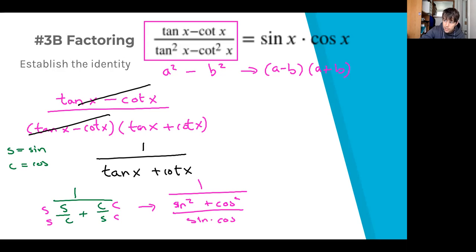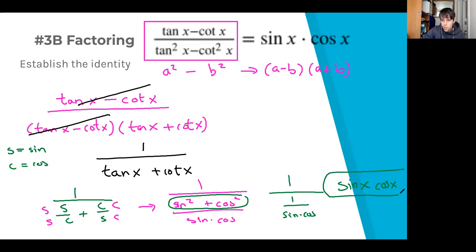Fortunately, we have uncovered another Pythagorean identity to make this a little bit nicer. This right here, sine squared plus cosine squared, is equal to 1. So now we're at 1 over sine cosine. Well, reciprocal this, right? Instead of dividing by 1 over sine cosine, I can just turn this into its reciprocal, which ends up giving us sine x cosine x, which is what we are trying to get to.